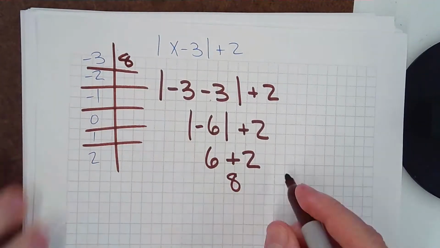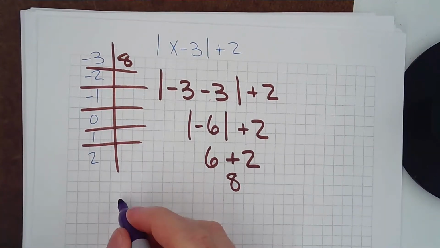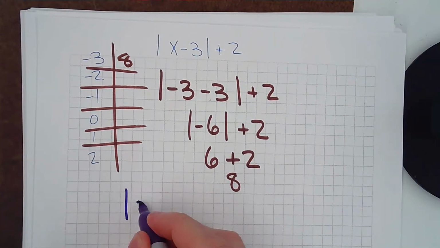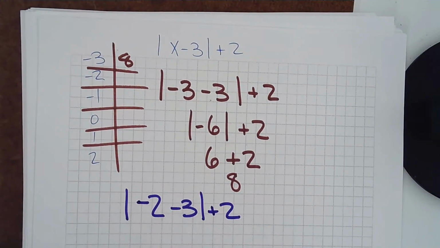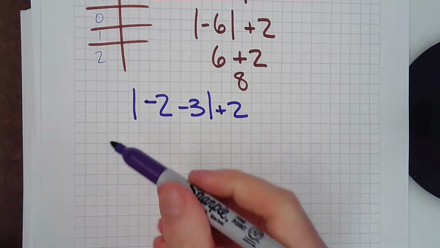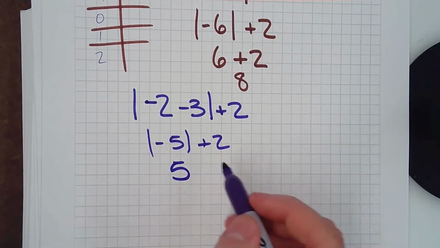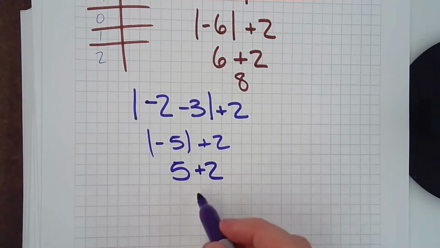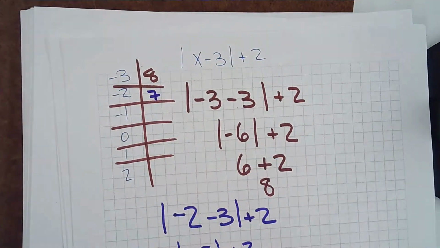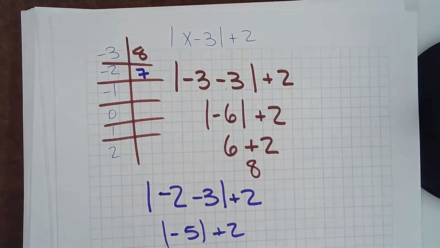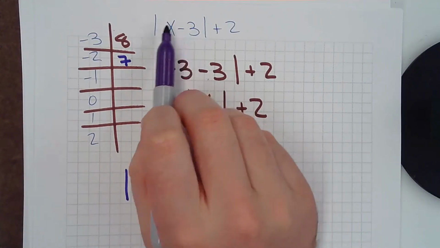If I repeat this process for -2, the absolute value of -2 minus 3 plus 2, well, that's -5. Put in absolute value, -5 is 5. And 5 plus 2 is 7. If we keep following this trend, we should see 6 next. Let's see if we do. If we plug in -1, we get -4. 4 is what we get when we do absolute value. Add 2, we get 6.